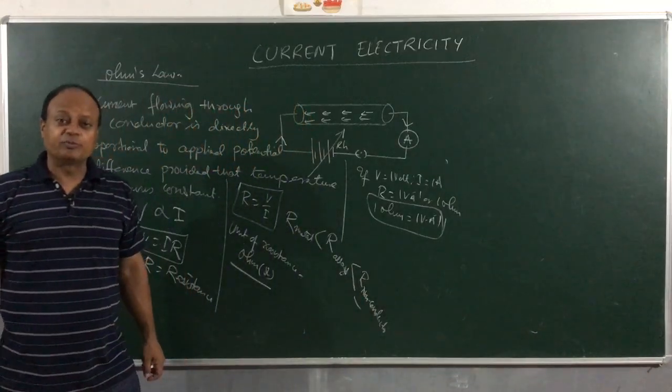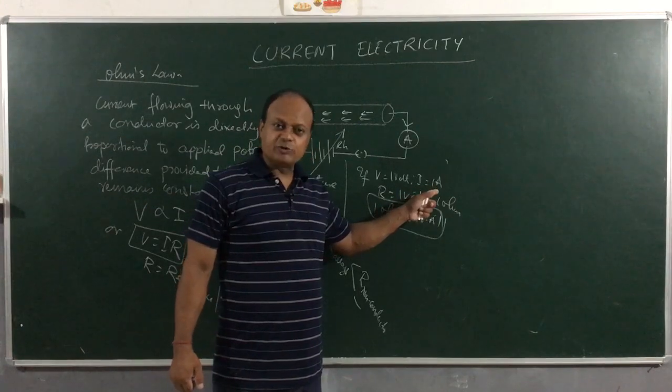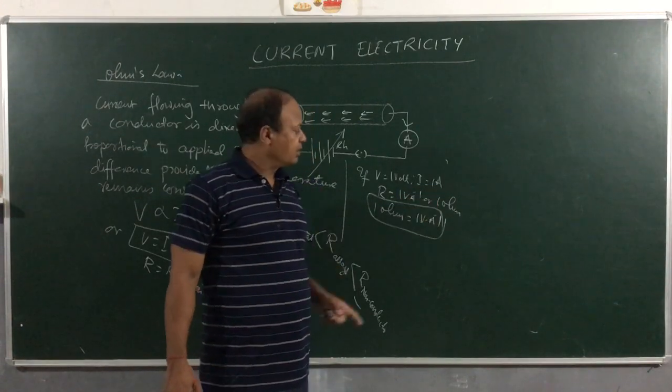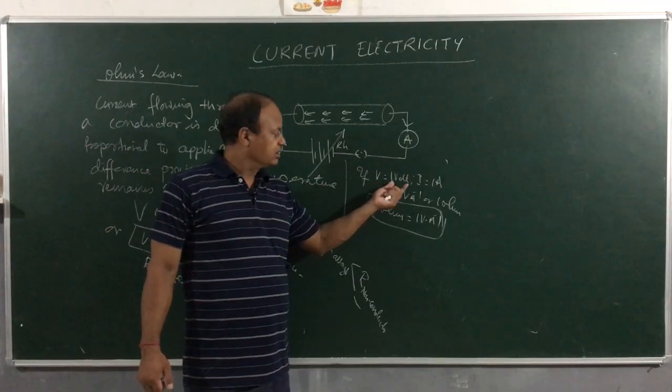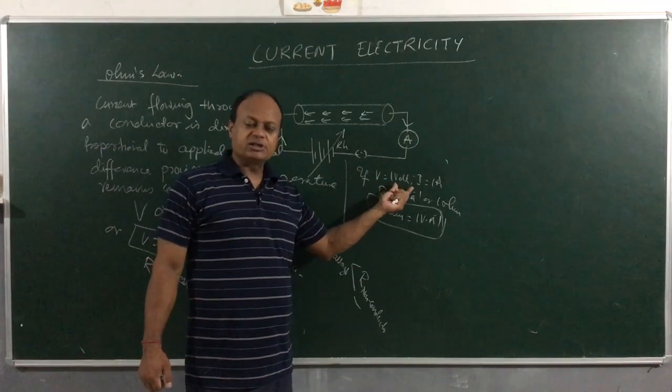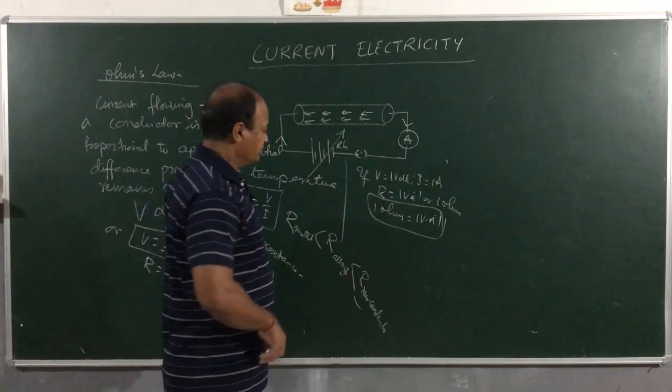So how do we define 1 ohm resistance? If 1 ampere current flows through a circuit while the potential difference across it is 1 volt, then the resistance will be how much? 1 ohm. So we can write it down.